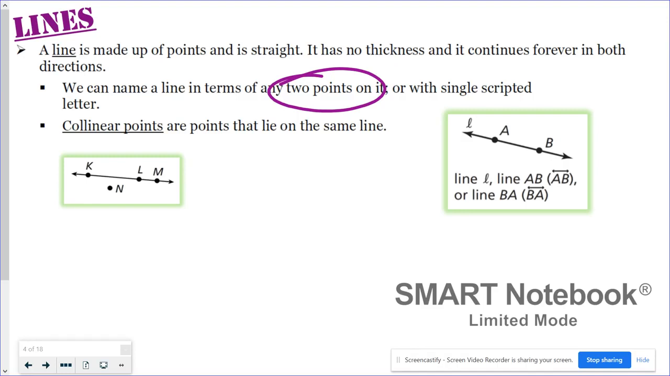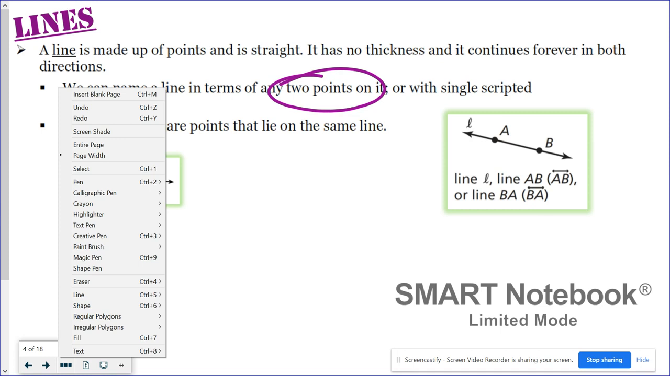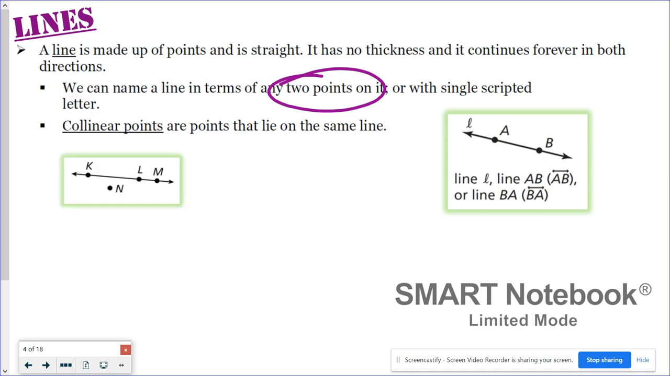I would just have to actually use the word line. Otherwise, I can use any 2 points that are currently on the line. And right now there are only 2 points, A and B. So I can call it line AB and I can write AB. And notice there's a symbol on top of those 2 letters, and that is just a small line. I can also call it line BA. So there are 2 ways that I can name that line using those 2 points.